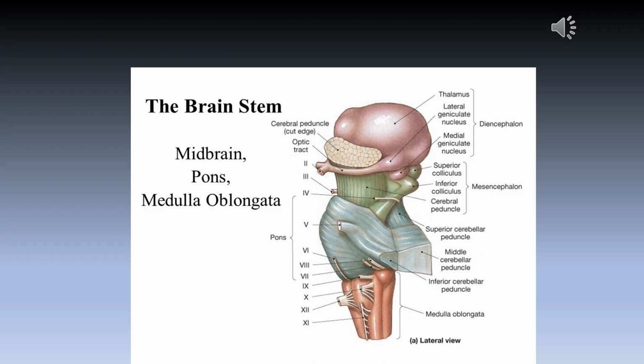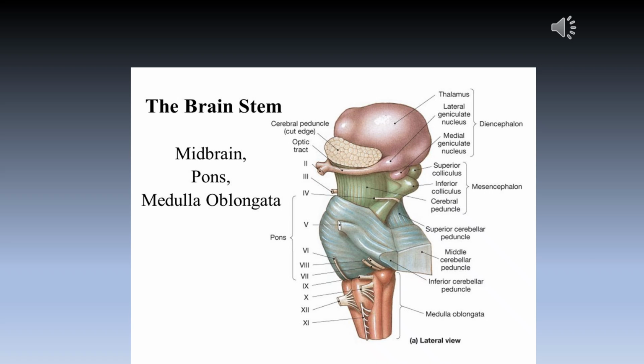That would include the mesencephalon, the midbrain, the metencephalon, pons and cerebellum, and the myelencephalon, which is the medulla and the spinal cord. So see there the cerebral peduncle. Those are the fibers of the corticospinal tracts. They will go through the pons and then they will cross over in the medulla at the decussation of the pyramids.